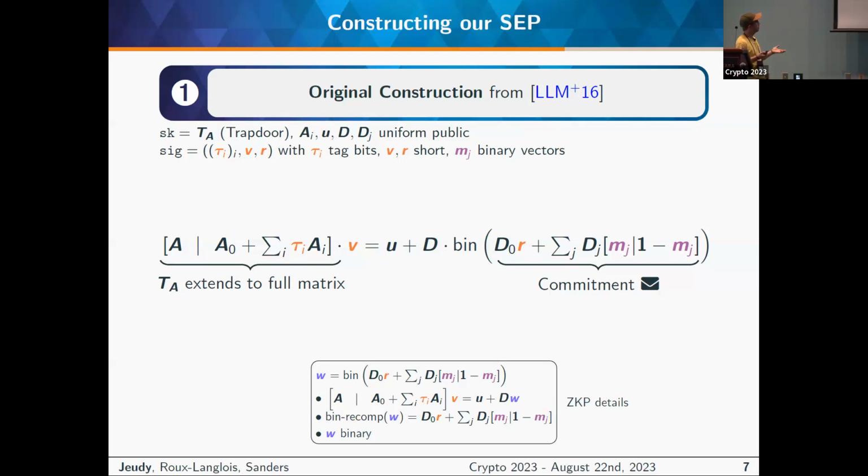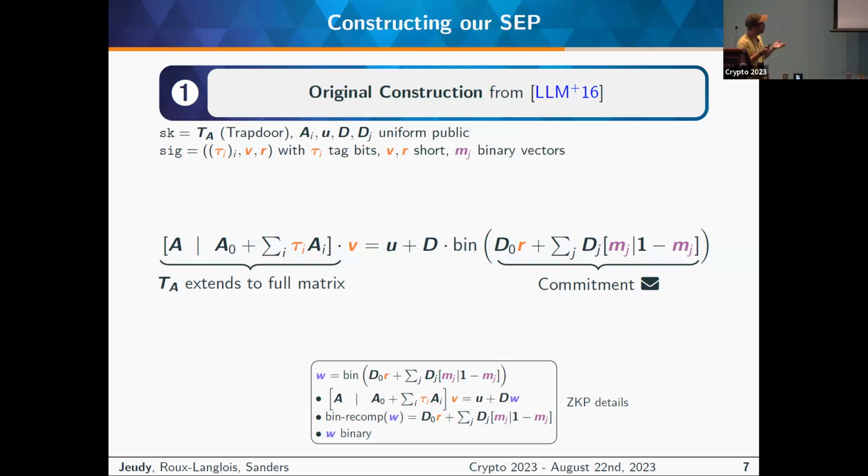All right, so how does it work? The signer first selects random tag bits, tau i's. Then we go on the right-hand side. The signer will commit to the message by selecting a short R, computing D_0 R plus the sum of D_j times M_j, 1 minus M_j. Take the binary decomposition of this commitment, multiply it by D, add U, and then use their secret trapdoor to find a short vector V that satisfies the relation.